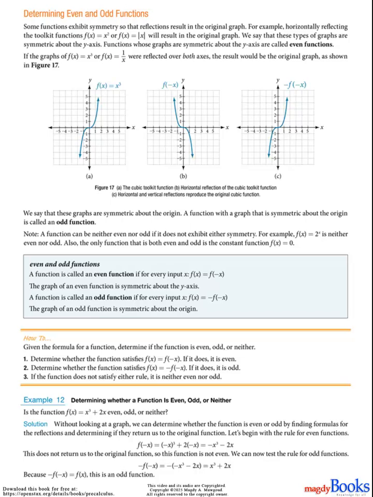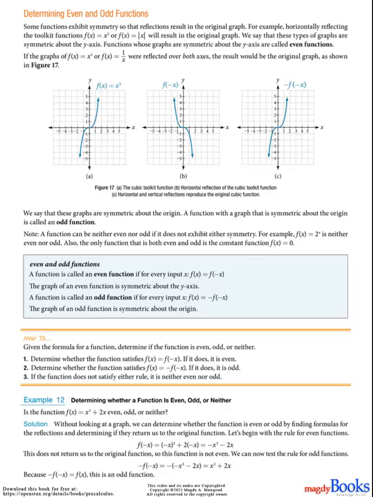1.5.3. Determining even and odd functions. Some functions exhibit symmetry so that reflections result in the original graph. For example, horizontally reflecting the toolkit functions f(x) = x squared or f(x) = the absolute value of x will result in the original graph. We say that these types of graphs are symmetric about the y-axis. Functions whose graphs are symmetric about the y-axis are called even functions. If the graphs of f(x) = x cubed or f(x) = 1/x were reflected over both axes, the result would be the original graph, as shown in Figure 17.